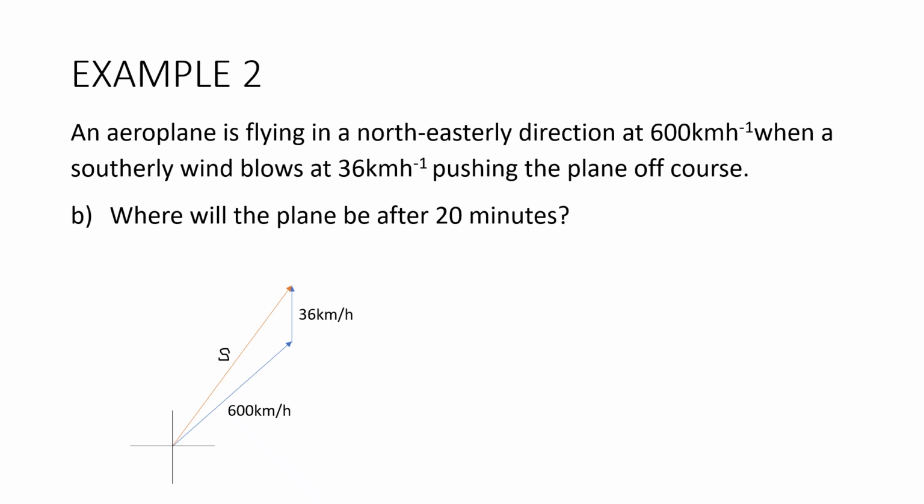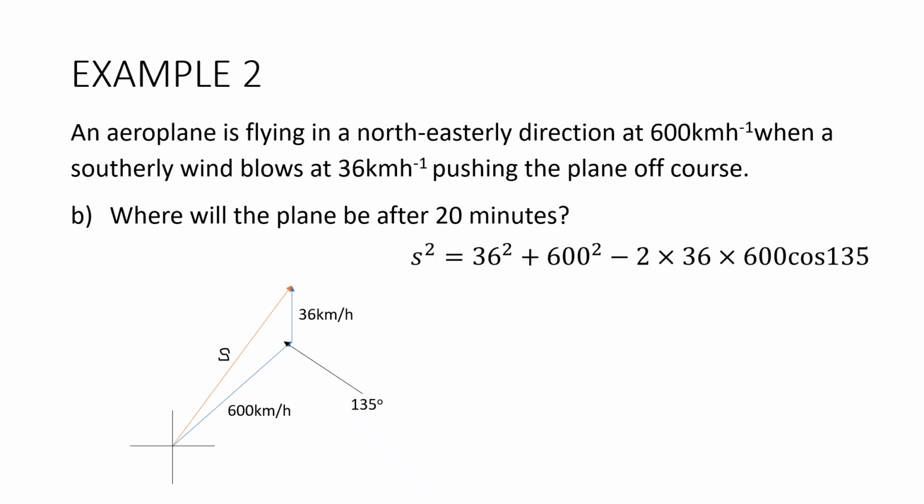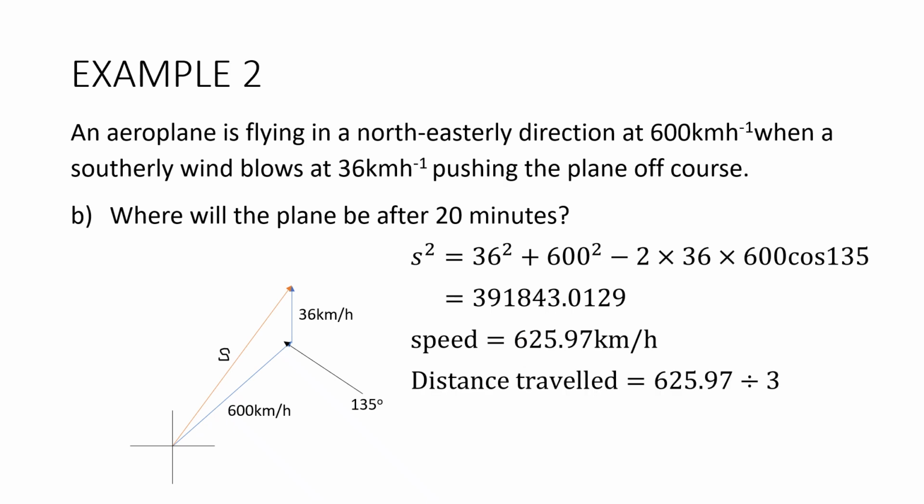Part B, where will the plane be after 20 minutes? So we want to use cosine rule to work out the length here of this vector, and that will be the speed. So we know that's 135 degrees. So cosine rule, I've used S here for speed. S squared is 36 squared plus 600 squared minus 2 times 36 times 600 cos 135. So the speed is 625.97 kilometers per hour. We want to know after 20 minutes where the plane will be, so I'm just going to divide that by 3. So the distance travelled is 209 kilometers.